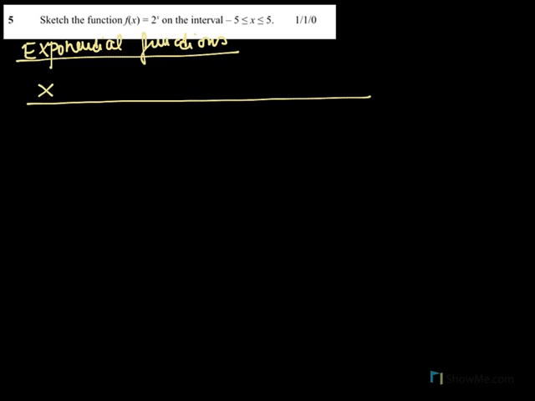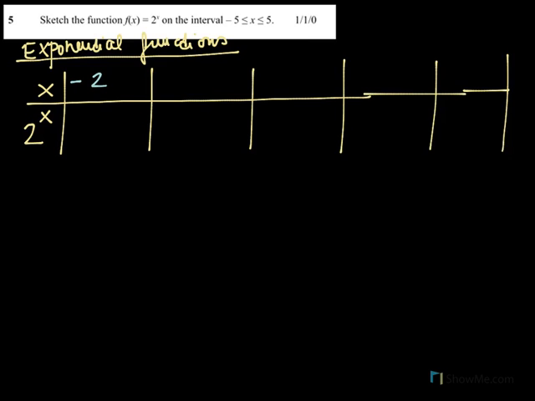So x, 2 to the power of x. And in order to know what the function looks like also for negative values, I will take negative 2, and you can take any inputs. I'm just taking some nice ones. 0, 1, 2. Let's say 3.